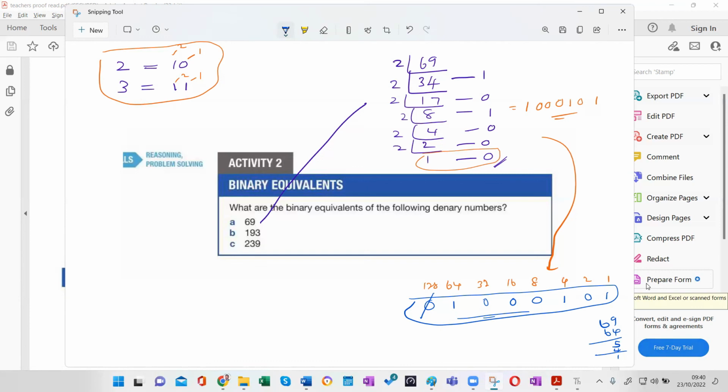Okay, I'll leave this for homework, right? This B and C. Since you just learned it, you do this using method 1 and method 2 both. And you send it to me. I will correct and give it back to you.